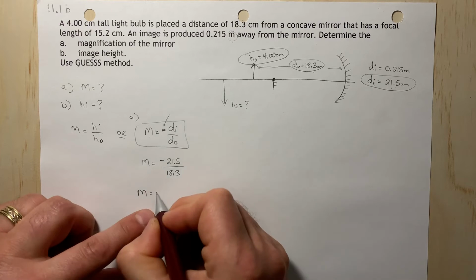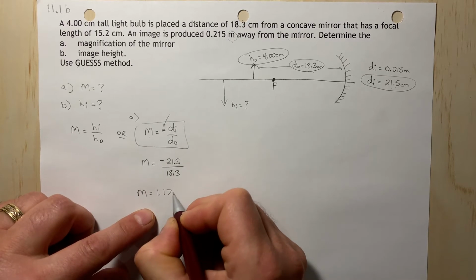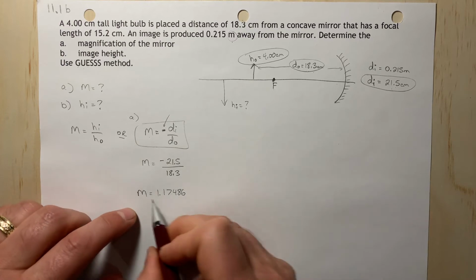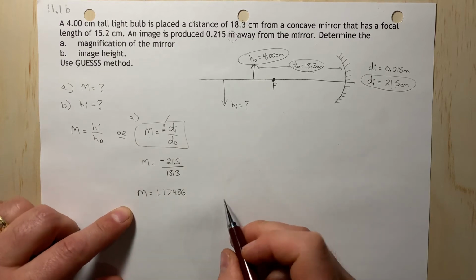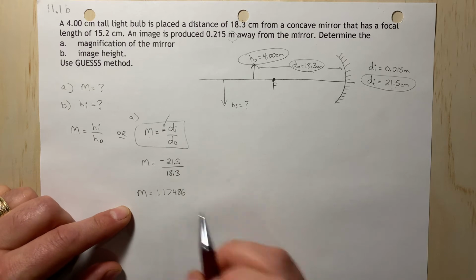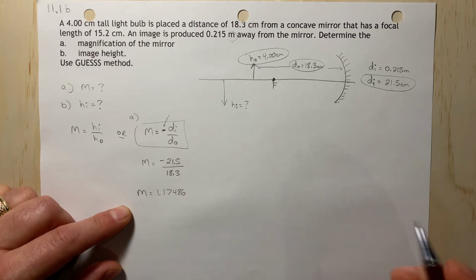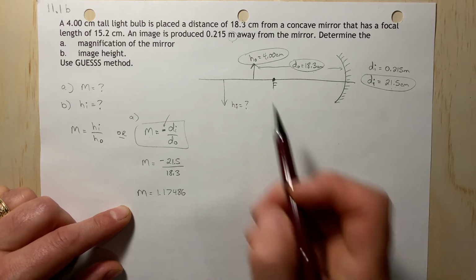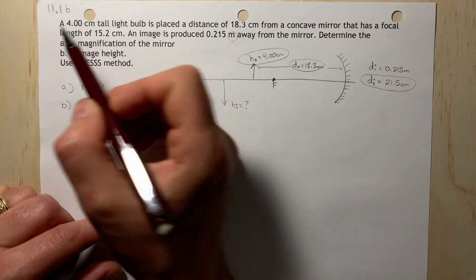Magnification, let's see, that is 1.1748. Okay, there's lots of numbers. Your calculator will spit out a lot of numbers. We are going to round this thing. On the slide, for this example, it mentions watch your sig digs. Sig digs means significant digits. Typically we would go through and teach all this. We aren't going to do that this year.